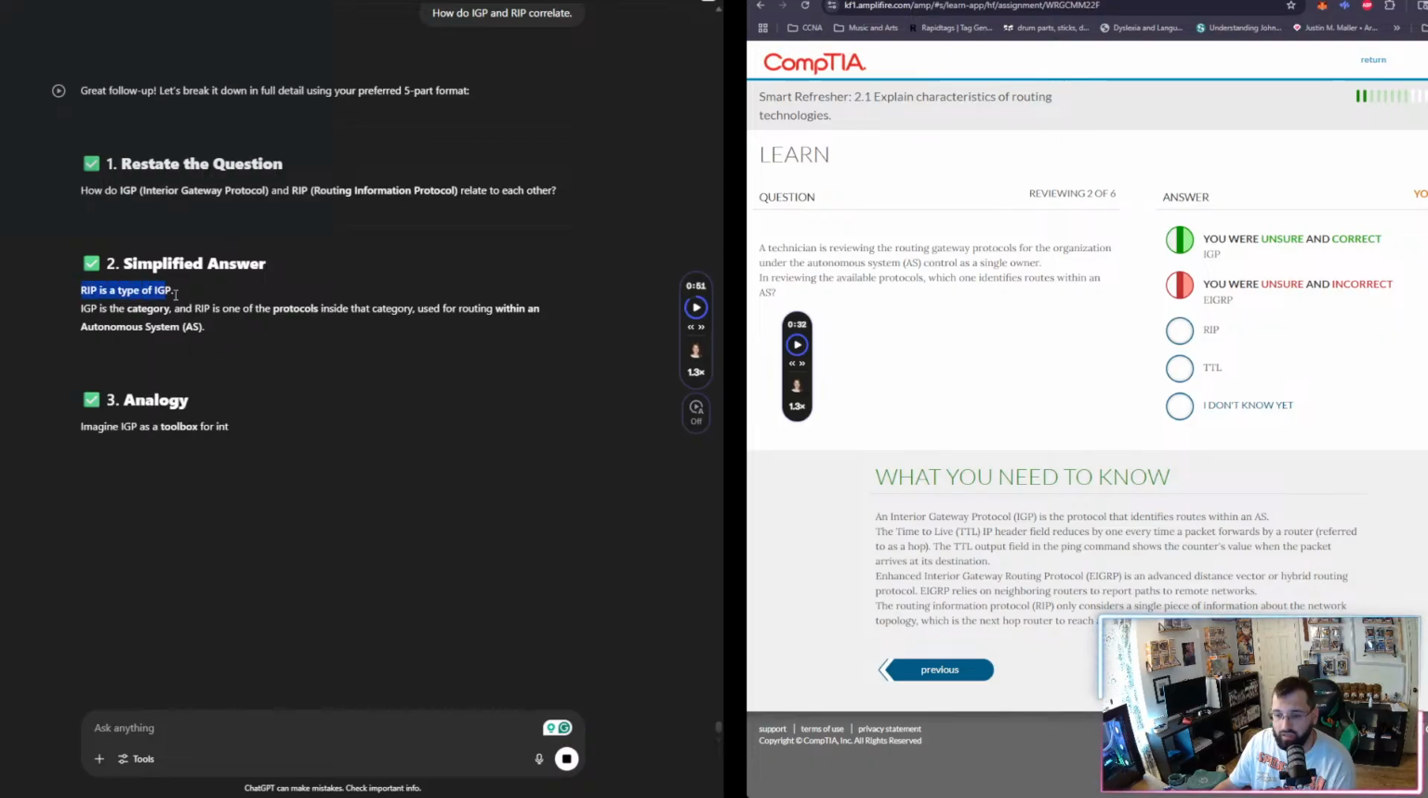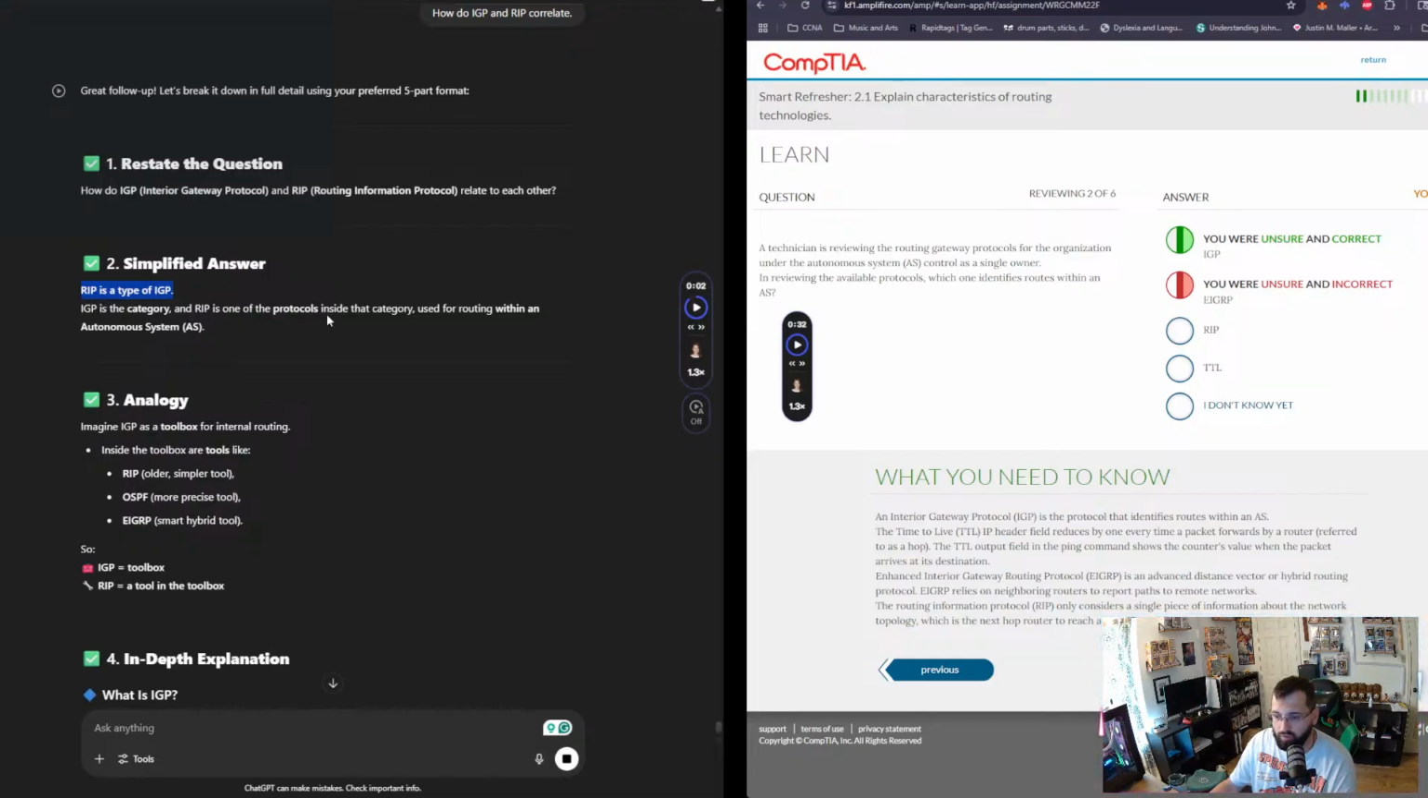Okay, RIP is a type of IGP. IGP is a category, and RIP is one of the protocols. So RIP is a protocol. Okay, IGP is a category, and that is a category. This is time to live, which is absolutely nothing. Which goes back to what we were talking about before, where every question always has a throwaway answer. Very rarely do questions, all of them, seem right.